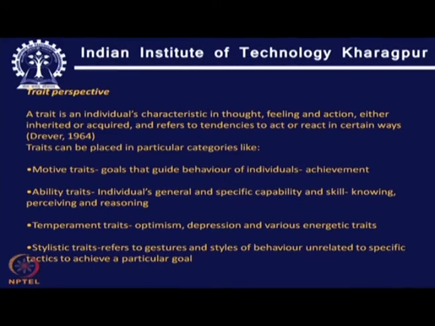Traits can be of particular categories: motive traits, goals that guide behavior of individuals, like achievement; ability traits, individuals' general and specific capability and skill in knowing, perceiving and reasoning; temperament traits like optimism, depression and various energetic traits. Stylistic traits refer to gestures and styles of behavior unrelated to specific tactics to achieve a particular goal. So we can classify the different characteristics under these four broad headings.